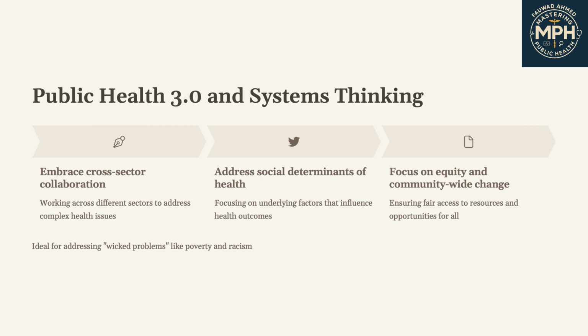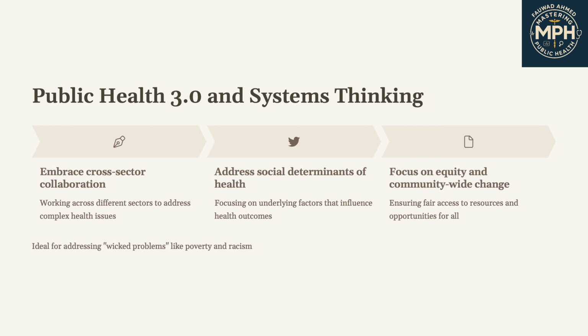Public Health 3.0 and systems thinking. Interventions today operate within a systems framework aligned with the Public Health 3.0 movement. This perspective recognizes that health outcomes are shaped by complex, interconnected systems, not just individual behavior.